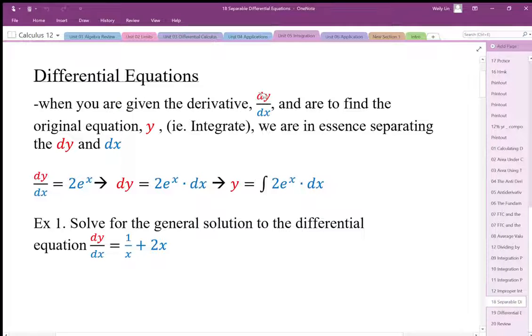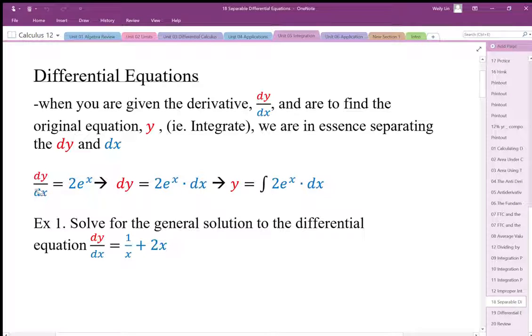So here we have dy by dx, and if we want the original equation y, what we do is do this. So here's our derivative. The derivative function is 2e to the x. So in essence, we're being asked to anti-differentiate this. We want to find the antiderivative of this, which is just basically itself. However, the process of doing this is actually doing this.